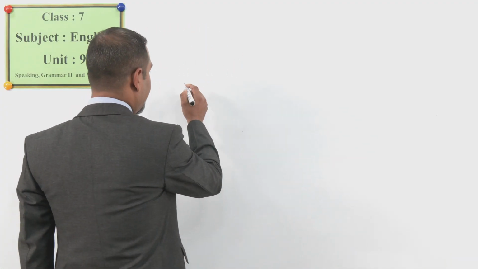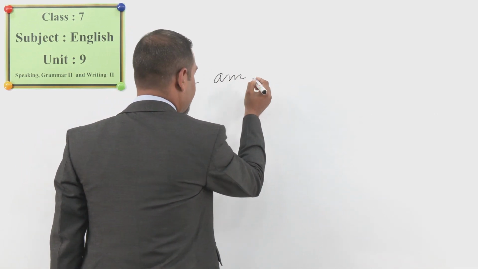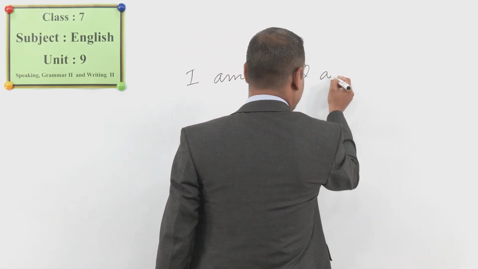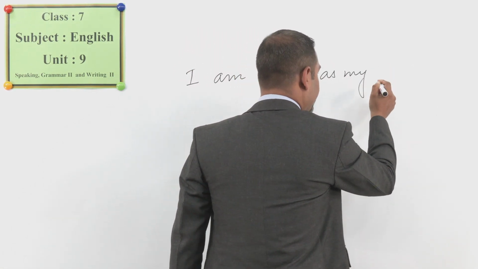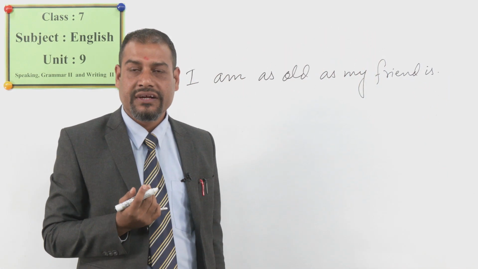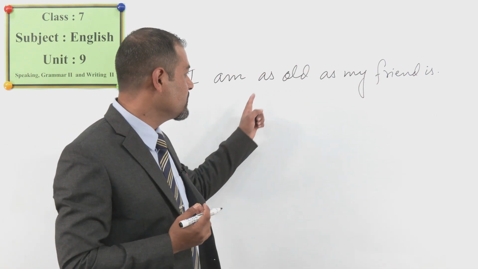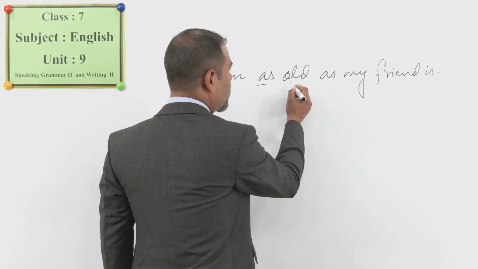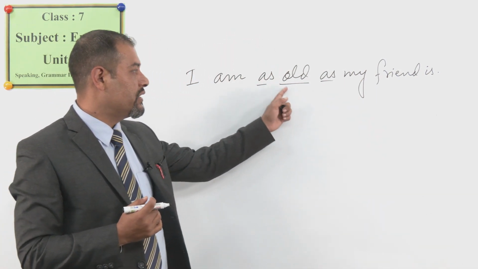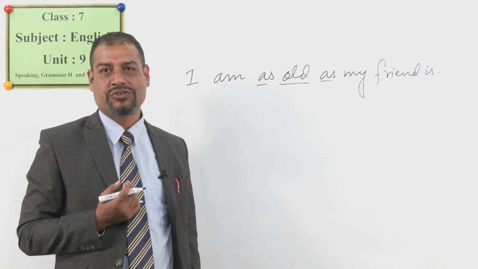So you can write down, I am as old as my friend is, okay? See, you are also 12 years old and your friend is also 12 years old. It means that I am using this structure, as plus adjective plus as. I am as old as my friend is, okay? You can use this structure.